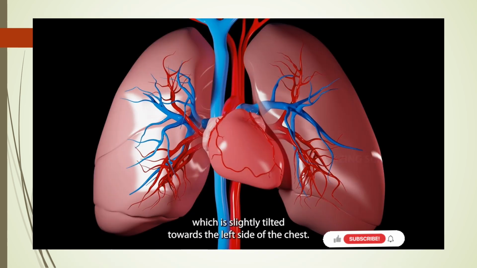Do you know the left lung is smaller than the right lung? Okay, we are going to see the anatomical size differences between the two lungs and two bronchi in detail in today's video. Come, let's get started.